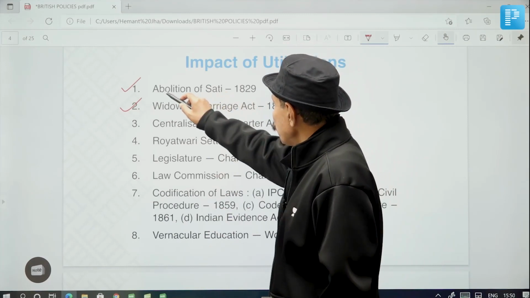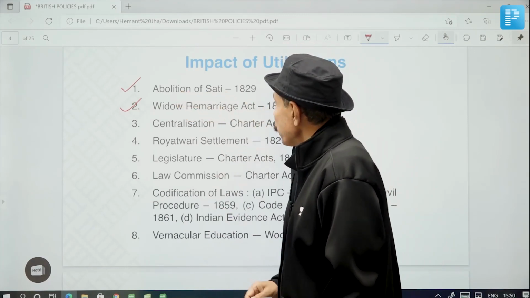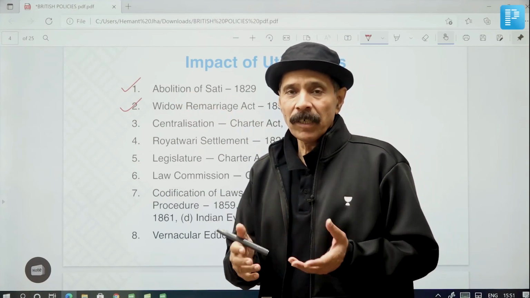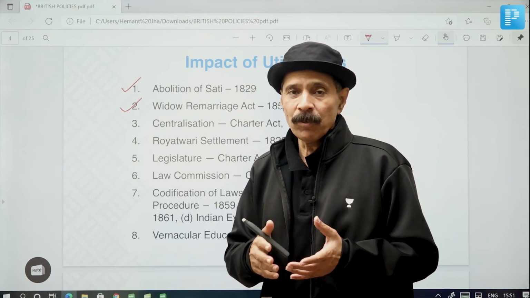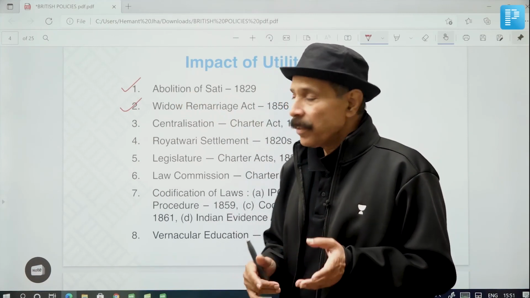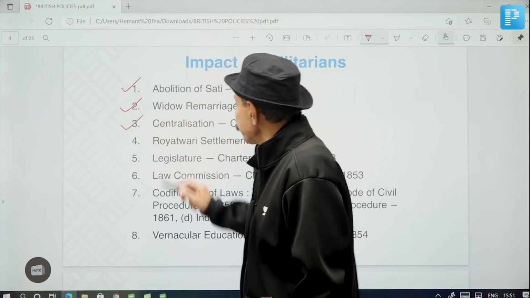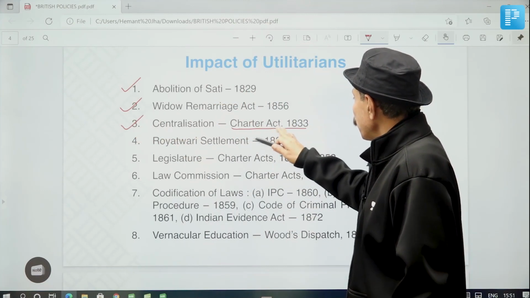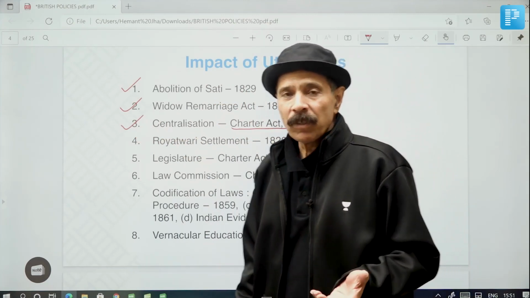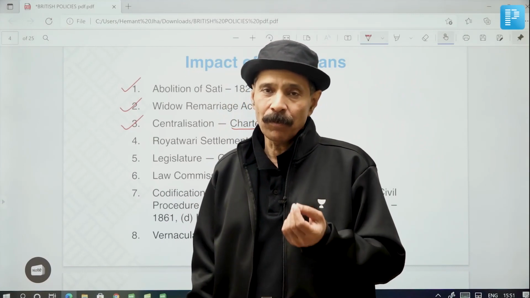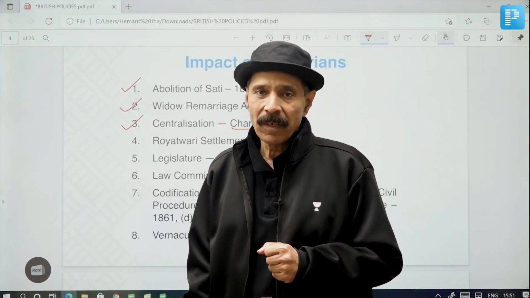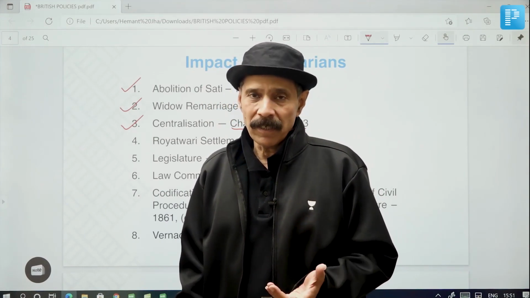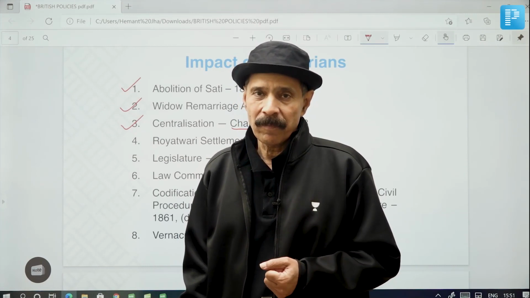As you have come to know, the abolition of sati in 1829 was the work of Governor General William Bentinck, and William Bentinck was a great representative of utilitarian ideas in India. Next one is centralization, as introduced in the Charter Act of 1833. The Charter Act of 1833 was greatly influenced by utilitarian ideas. This is also an important point for the question. This act introduced political centralization, financial centralization, and legislative centralization.